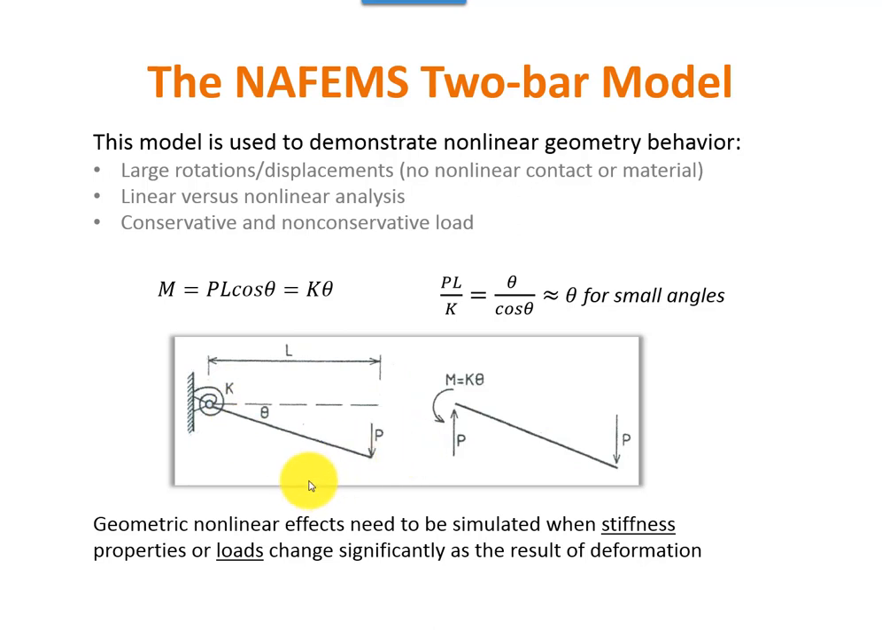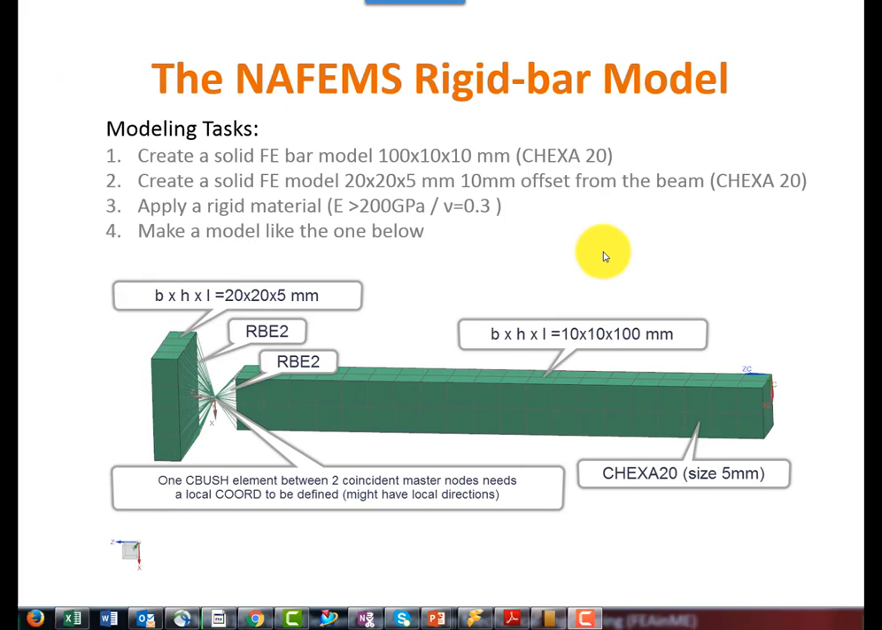equilibrium of forces. So geometric nonlinear effects need to be simulated when stiffness properties or loads change significantly as the result of deformation. This is my NX interpretation of the NAFEM's model. First, I created a bar which was 10 centimeters or 100 millimeters long with a cross section of 10 by 10 millimeter. And then I meshed it with hex 20 elements with a size of 5 millimeter.